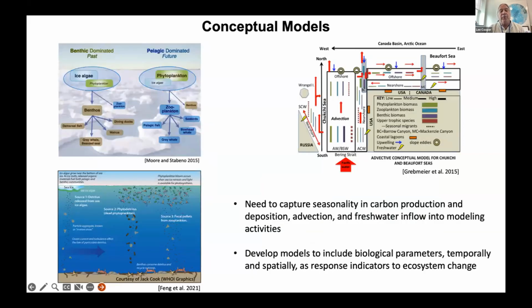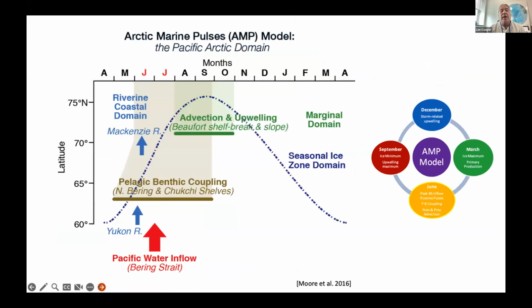material being moved north. And here's just a couple of illustrations of what those models look like in terms of pelagic benthic coupling and what we think will happen as sea ice continues to disappear. And this is the Arctic pulses model that Sue Moore published with co-authors in 2016.